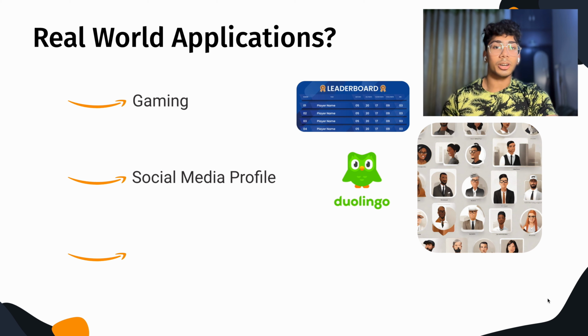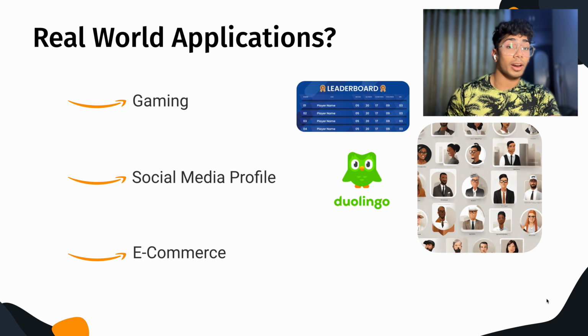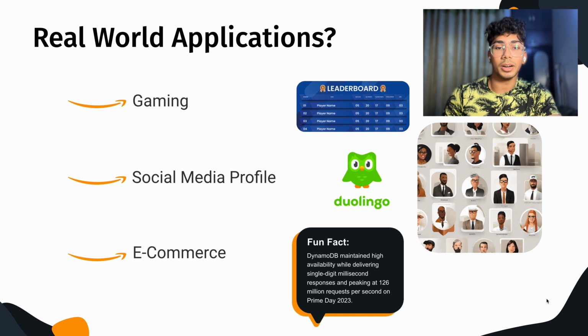And also, did you know that Duolingo uses DynamoDB to store 31 billion data objects on its web server, including information about users' vocabulary knowledge? And of course, in e-commerce, Amazon uses DynamoDB for their e-commerce platform. DynamoDB excels in managing product catalogs and inventory for online stores, contributing to smooth order processing through reliable transactions. Fun fact, DynamoDB maintained high availability while delivering single-digit millisecond responses and peaking at 126 million requests per second on Prime Day 2023. That is really cool.